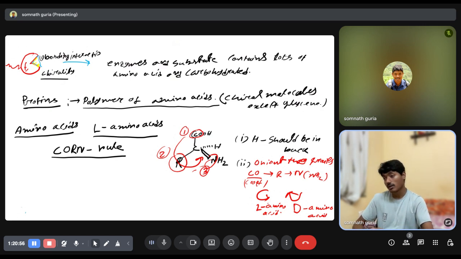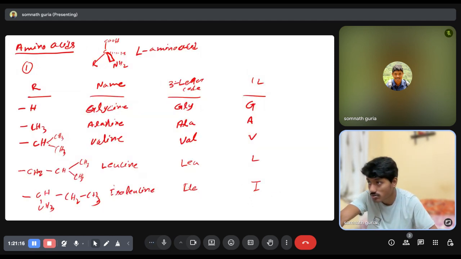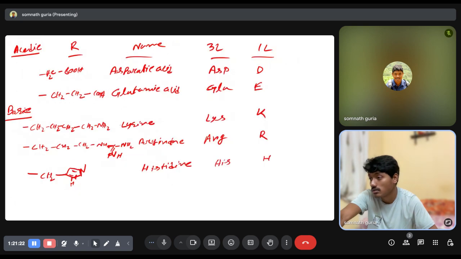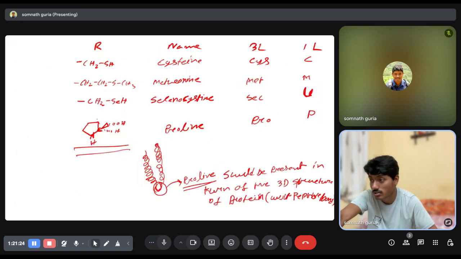Now coming to the amino acids, we can find some 24 or 25 naturally occurring amino acids. All of those are L amino acids, and all of those are optically chiral except glycine. The L and D are defined by the CIP rule. Now this is the list of the amino acids. Proline is a very important one.